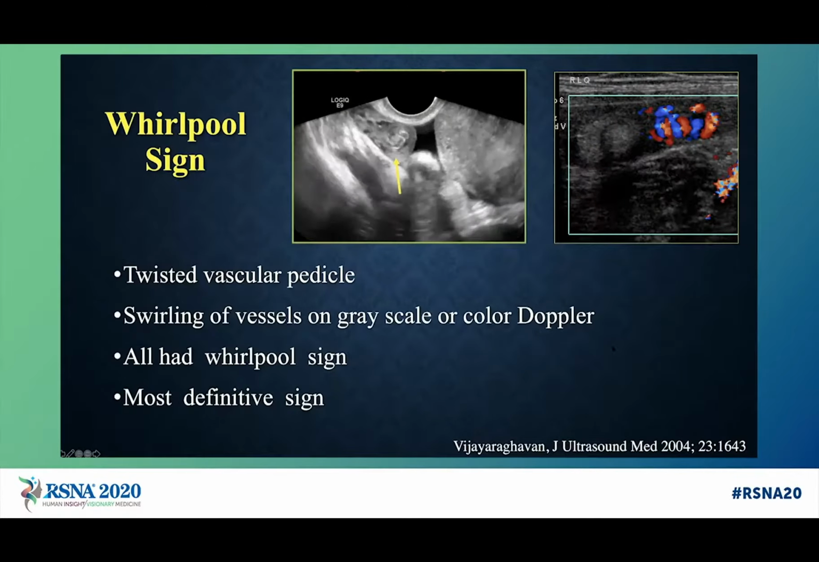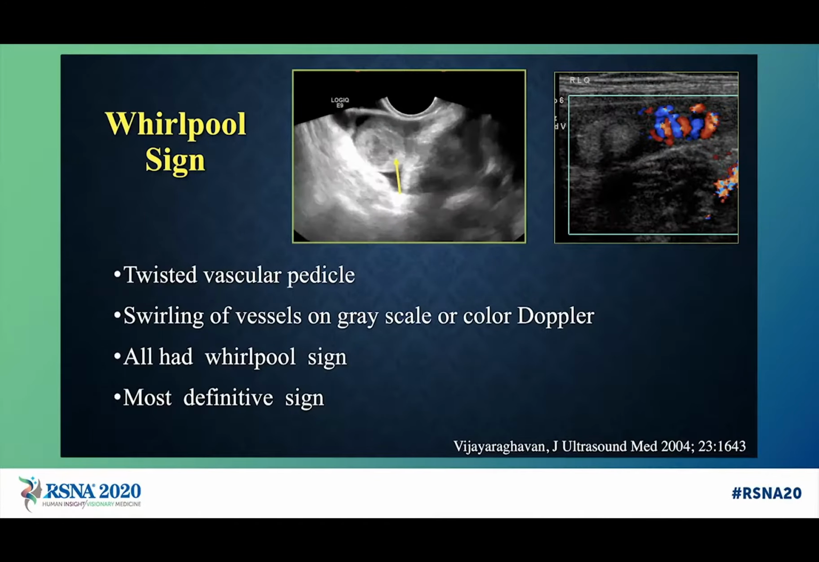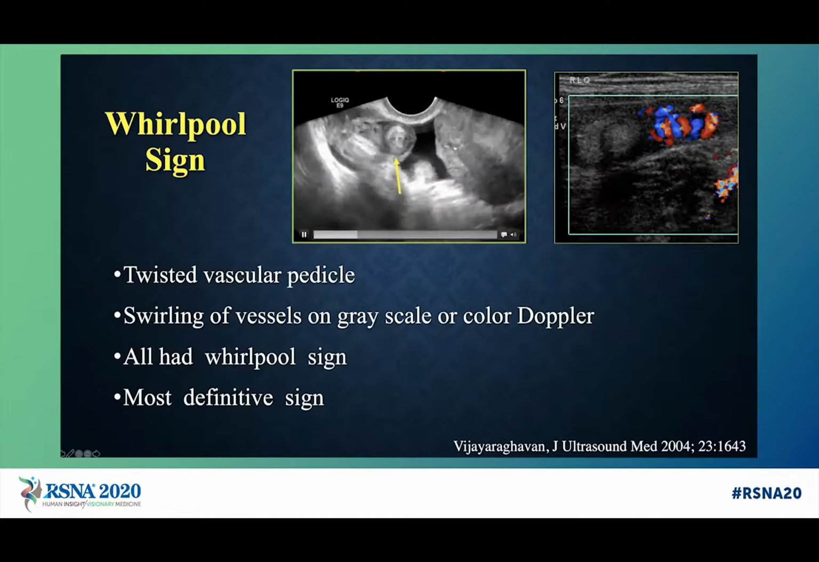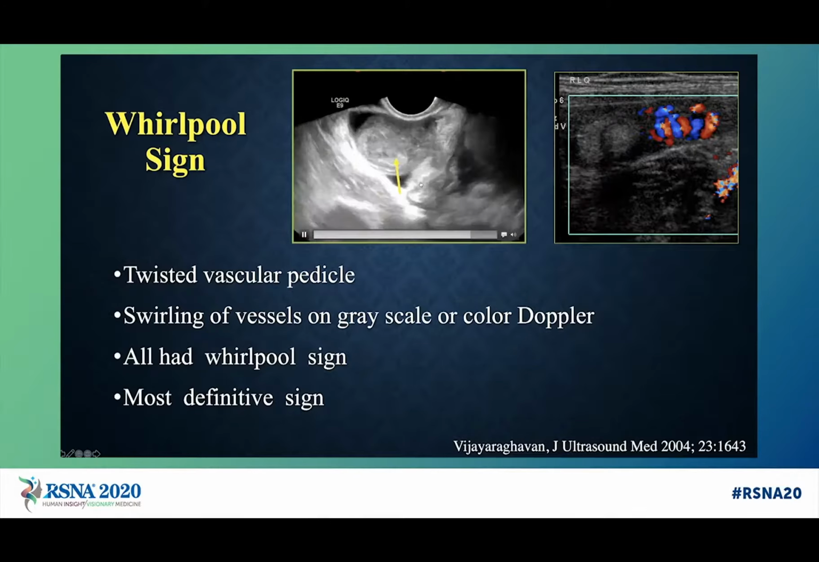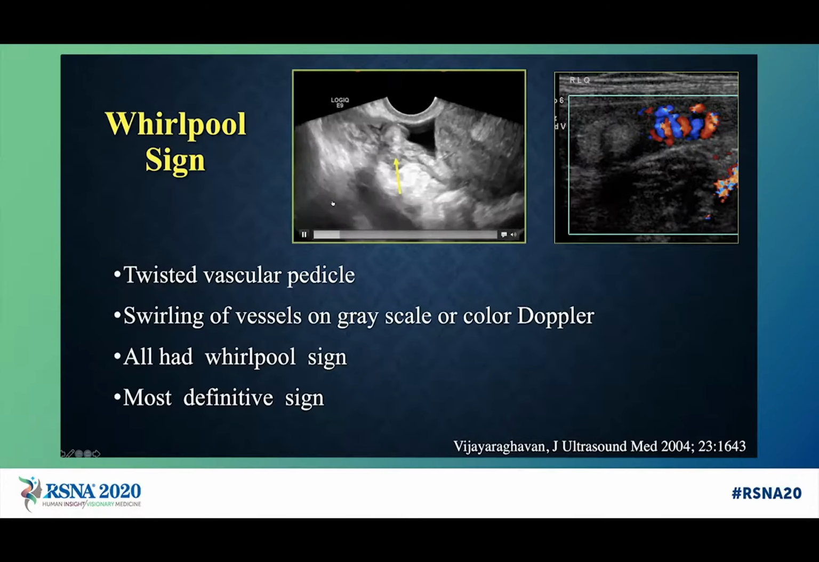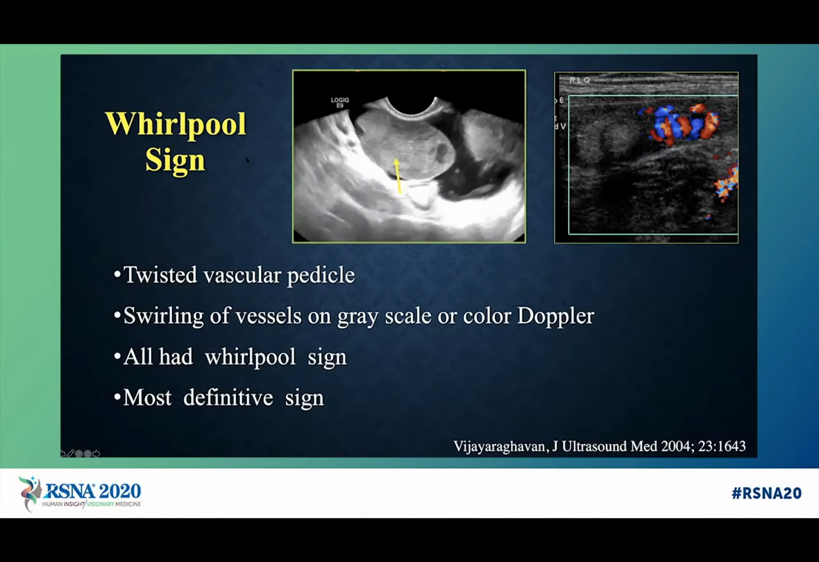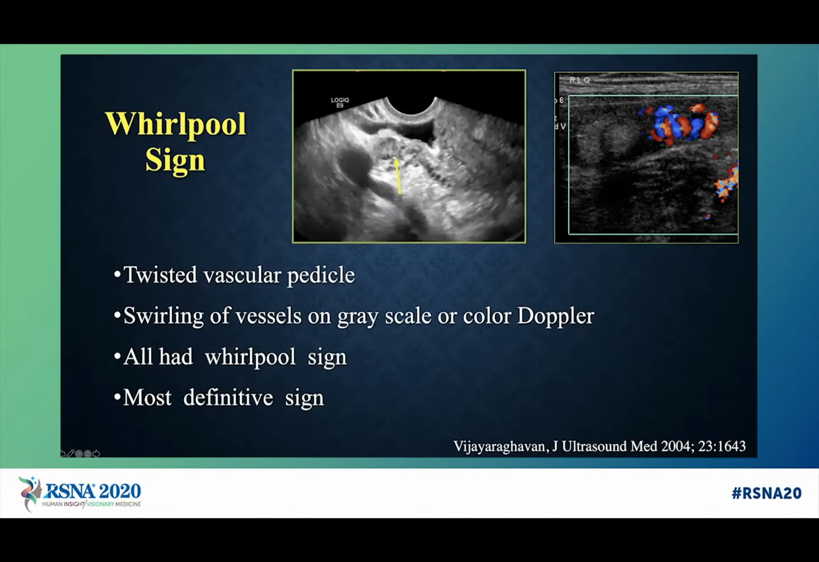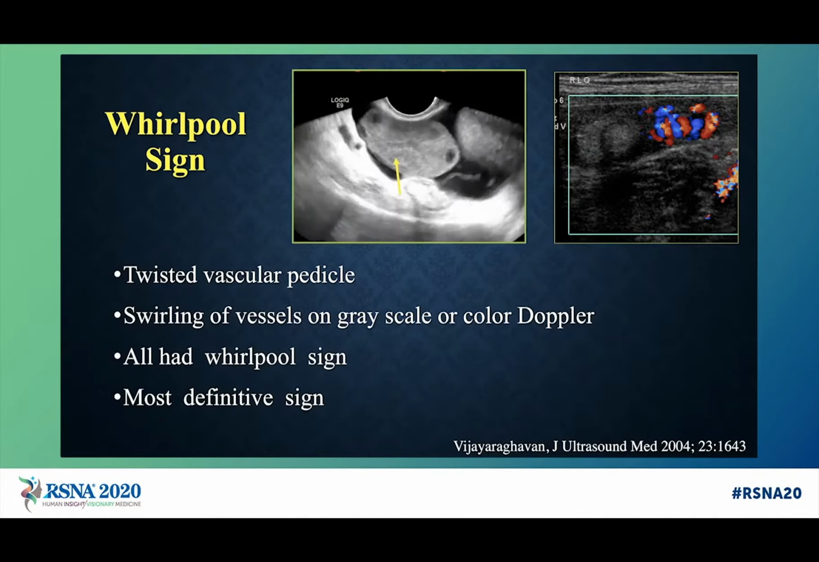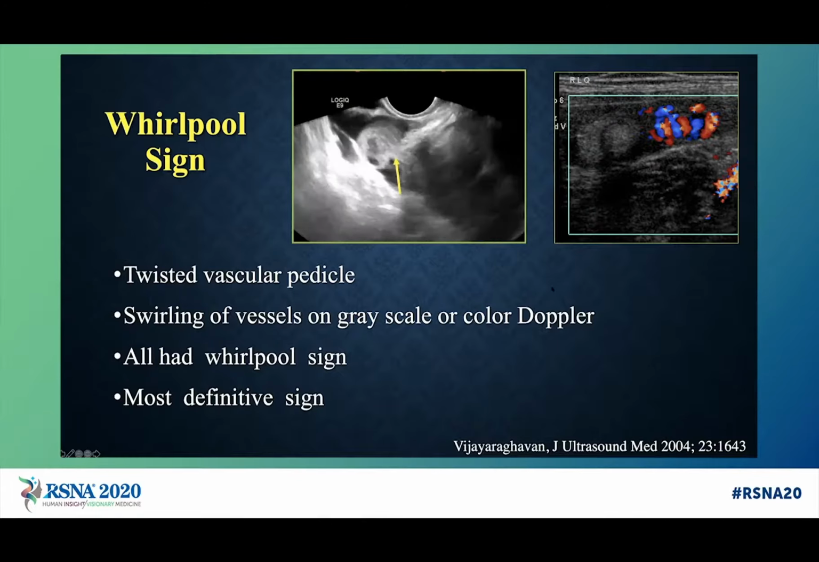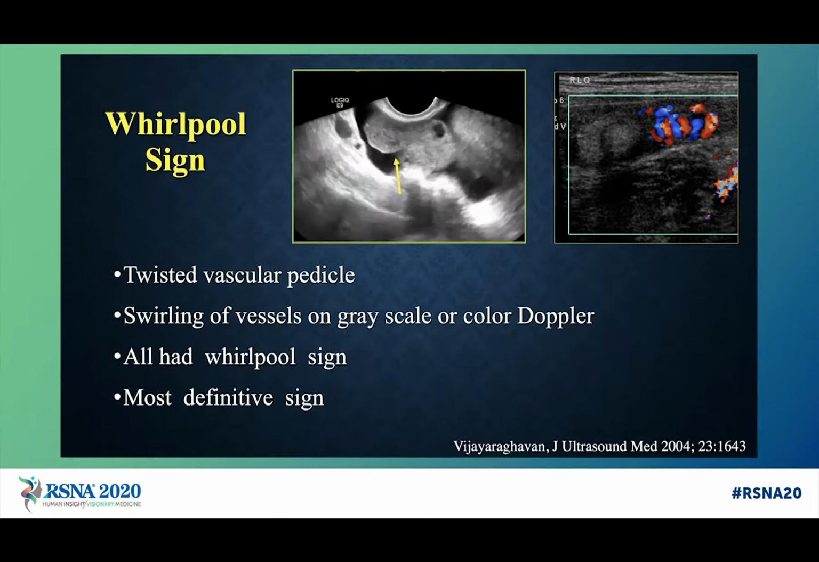So that's why it's so important to look for the whirlpool sign, which represents the twisted vascular pedicle. In this example here, you can see the swirling of vessels that lead to the enlarged edematous ovary. You can see the swirling in real time on the grayscale exam, and you can also appreciate similar findings on color Doppler. In this study, all patients had a whirlpool sign, which proved to be the most definitive sign of torsion.